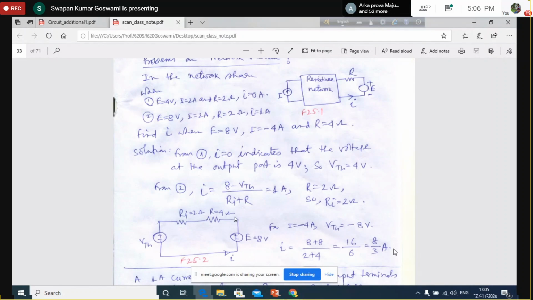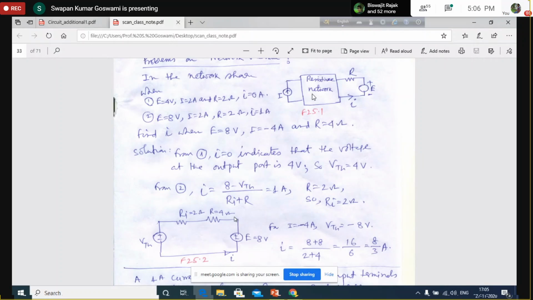Sir, can you explain how the magnitude of VTH is doubling when I is doubling? It is doubling because the network is a resistive network. Resistive network means resistance is linear. What we assume is what will happen if the current flows through resistance. Then depending on the material used, there will be some changes in the resistance value.